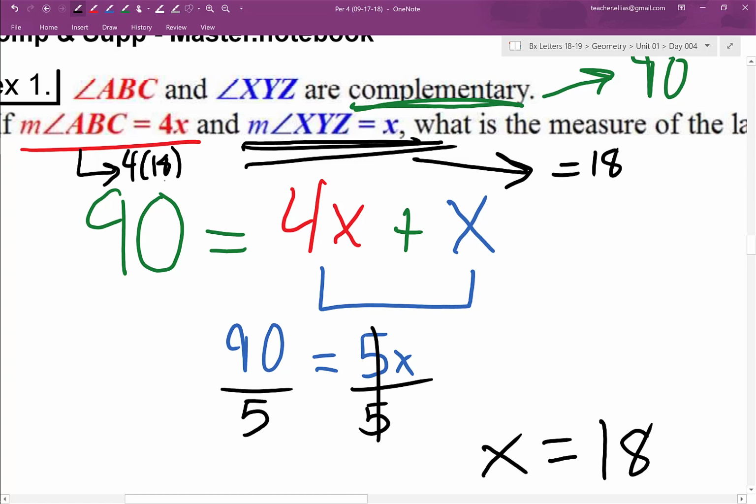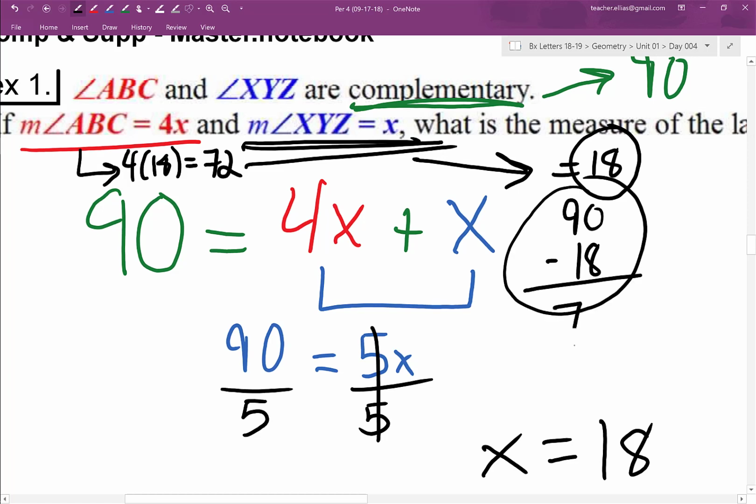I can't do that in my head. What I do is I go, look, I got 18. What's the complement of 18? Just remove it from 90. And what you'll get is 72. Yeah, the other thing removed.